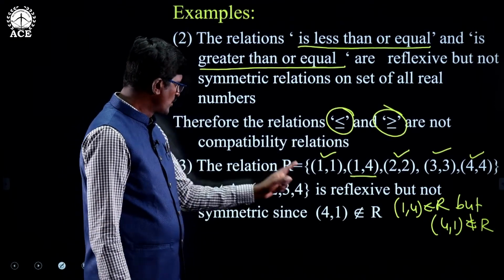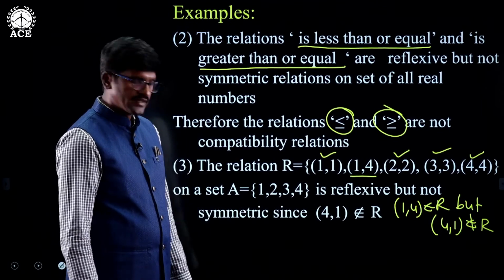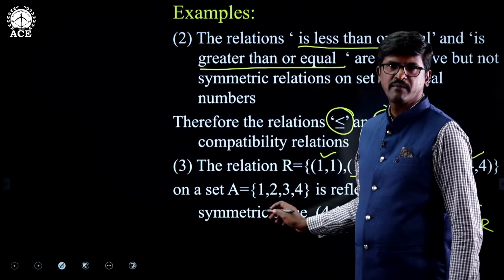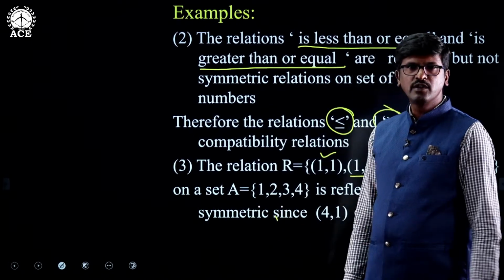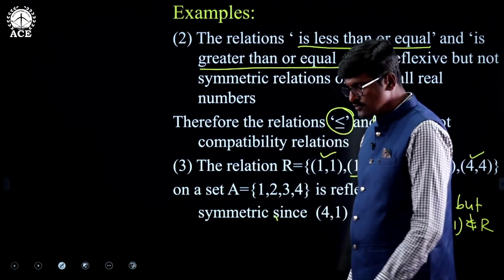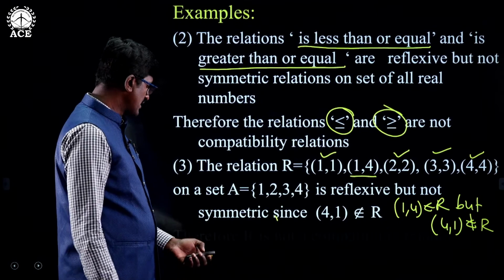It is satisfying only the reflexive property, but this relation is not satisfying the symmetric property. Therefore, this relation is not a compatibility relation. So, compatibility relation means any relation which satisfies the reflexive property and the symmetric property. These are the examples for the compatibility relations.